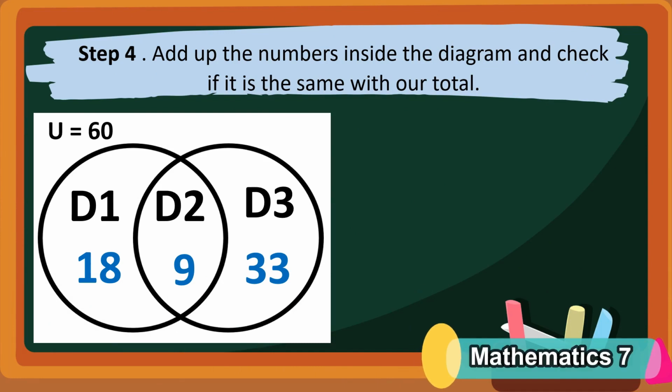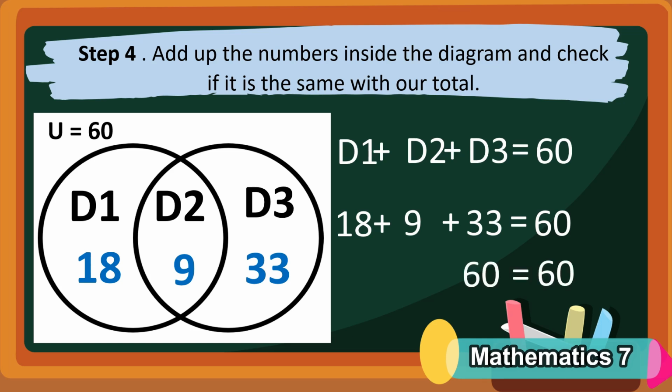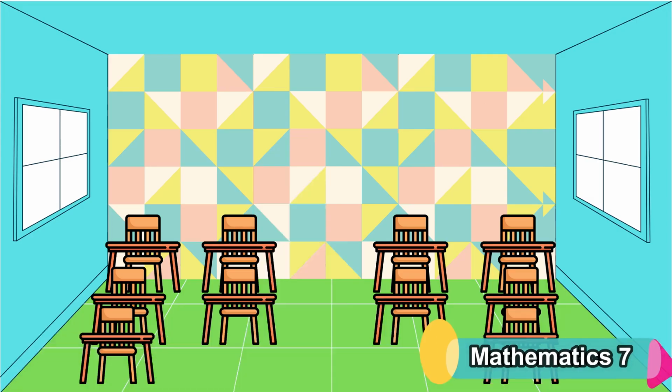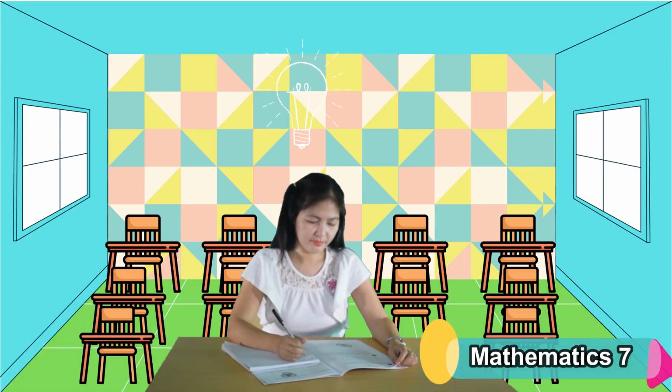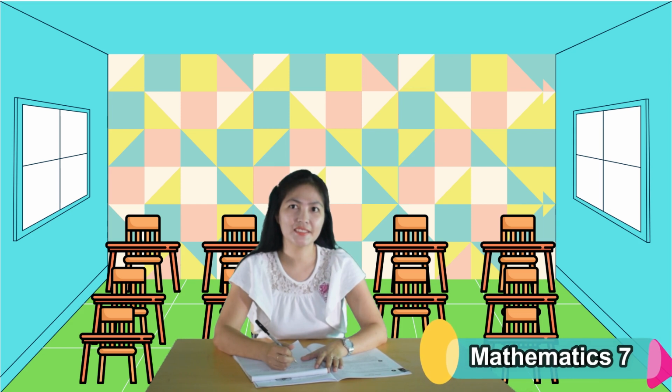Step 4. Add up the numbers inside the diagram and check if it is the same with our total. D1 plus D2 plus D3 is equal to 60. 18 plus 9 plus 33 is equal to 60. 60 is equal to 60. Yes, I'm done with learning task 1. So easy. Since I'm done with the first learning task, I can easily work with the other learning tasks.